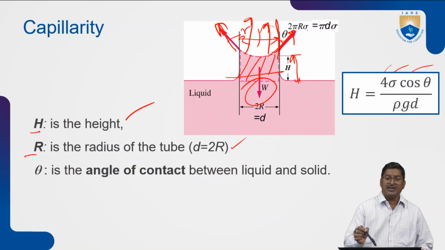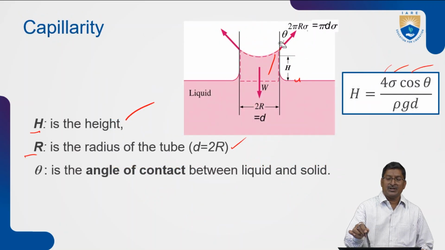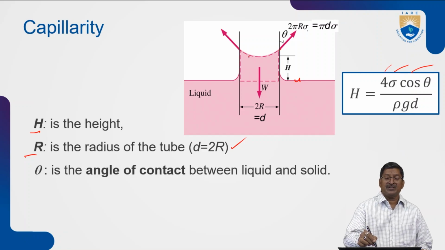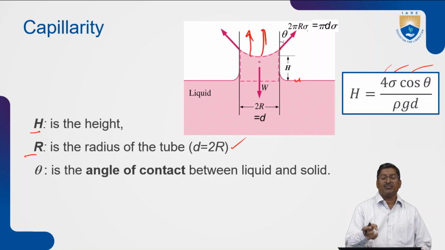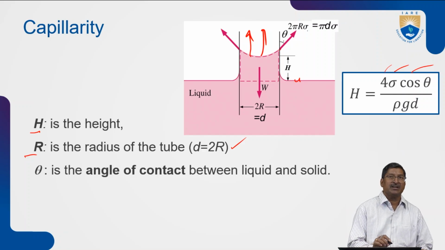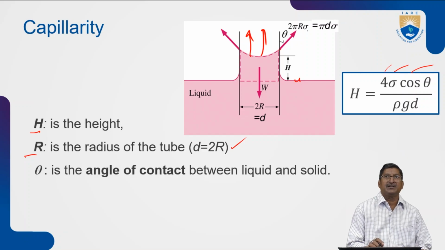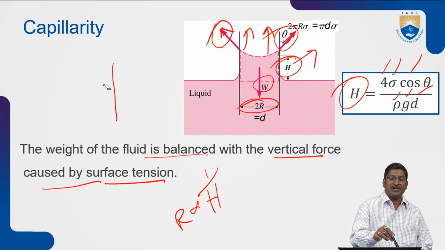And here is one formula. How much water is lifted depends upon the surface tension, the force that can pull the weight of liquid. So that much rise will be there. The formula is H = 4 sigma cos theta / rho g D, where H is the height of rise of the fluid in the small tube, and R is the radius of the tube. Theta is the angle of contact between the liquid and solid.